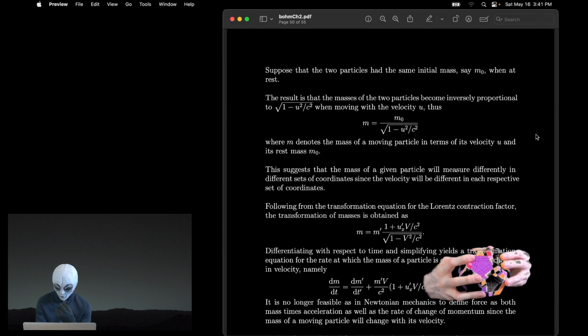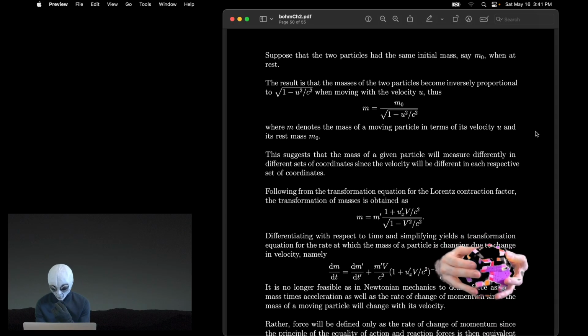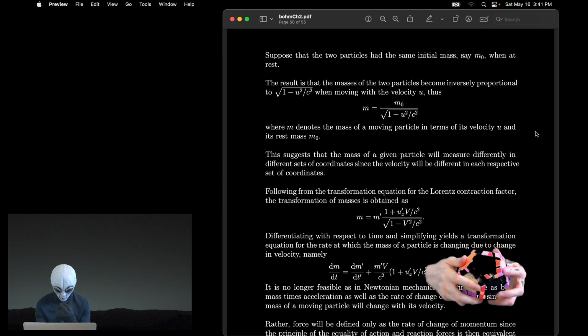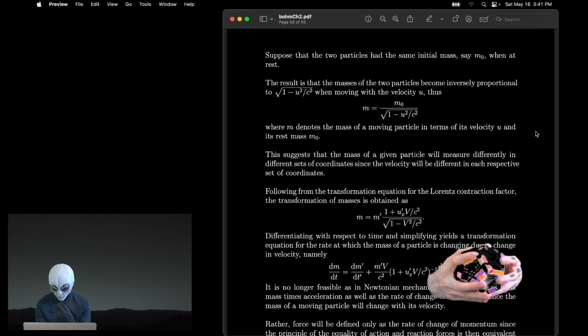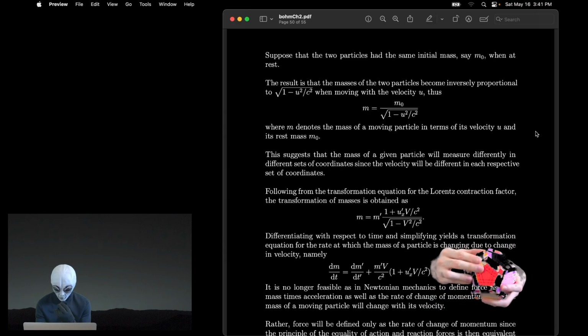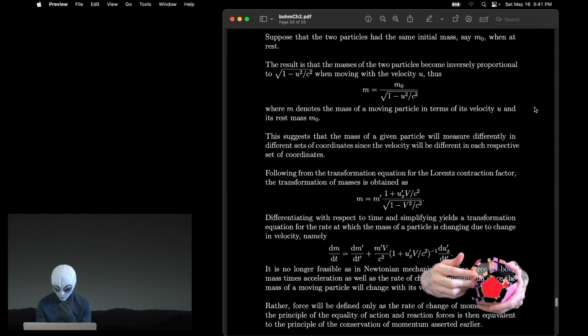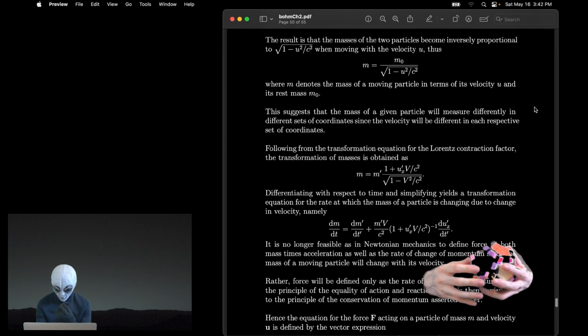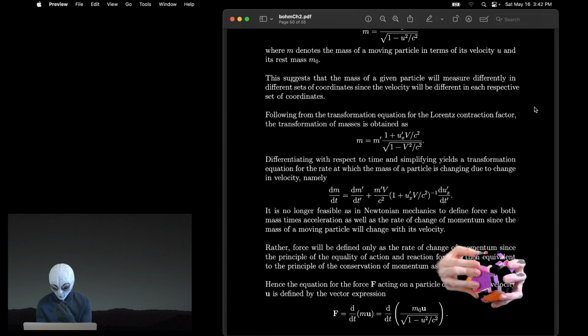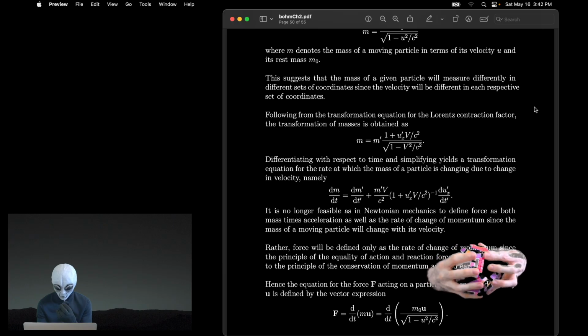Suppose that the two particles have the same initial mass, say m_0, when at rest. The result is that the masses of the two particles become inversely proportional to the square root of the quantity 1 - u²/c² when moving with the velocity u. Thus, m = m_0 / √(1 - u²/c²), where m denotes the mass of a moving particle in terms of its velocity u and its rest mass, m_0. This suggests that the mass of a given particle will measure differently in different sets of coordinates since the velocity will be different in each respective set of coordinates.